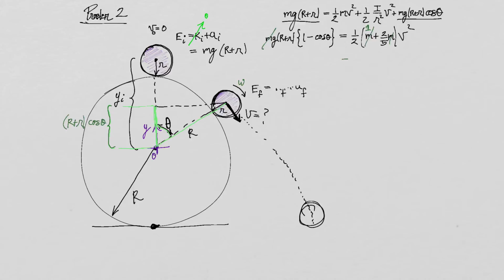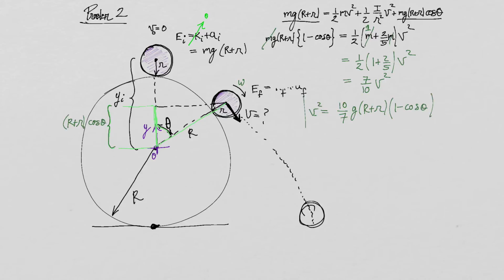Do one other step. The right-hand side I can write as 1/2, and then I have a 1 plus 2/5 times v squared. Well, that's easy. 1 plus 2/5 is 7/5. So this looks like 7/10 v squared. Now if I solve that for v squared, you can see that v squared will be 10/7 times g times big R plus little r, and then times 1 minus cos theta.